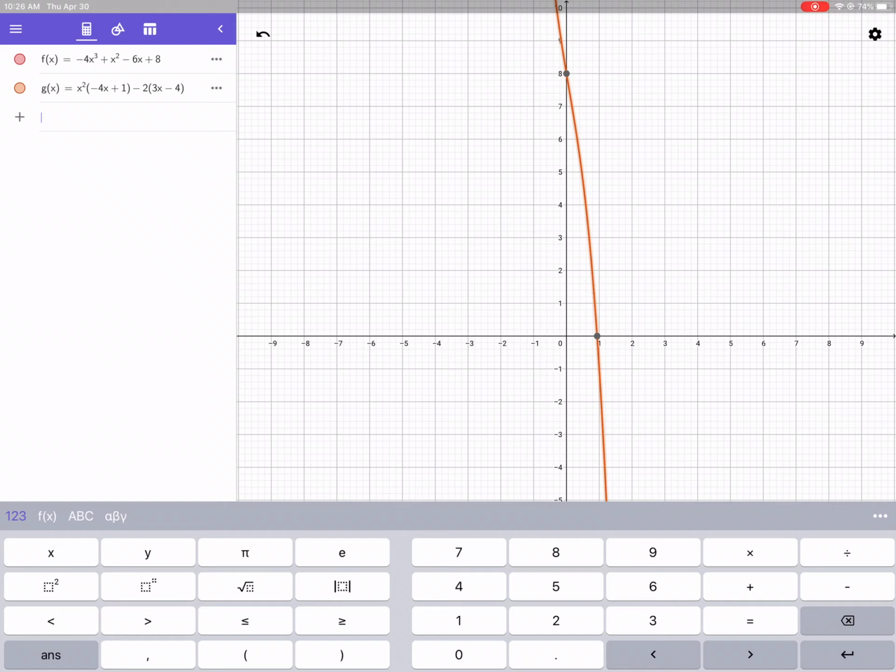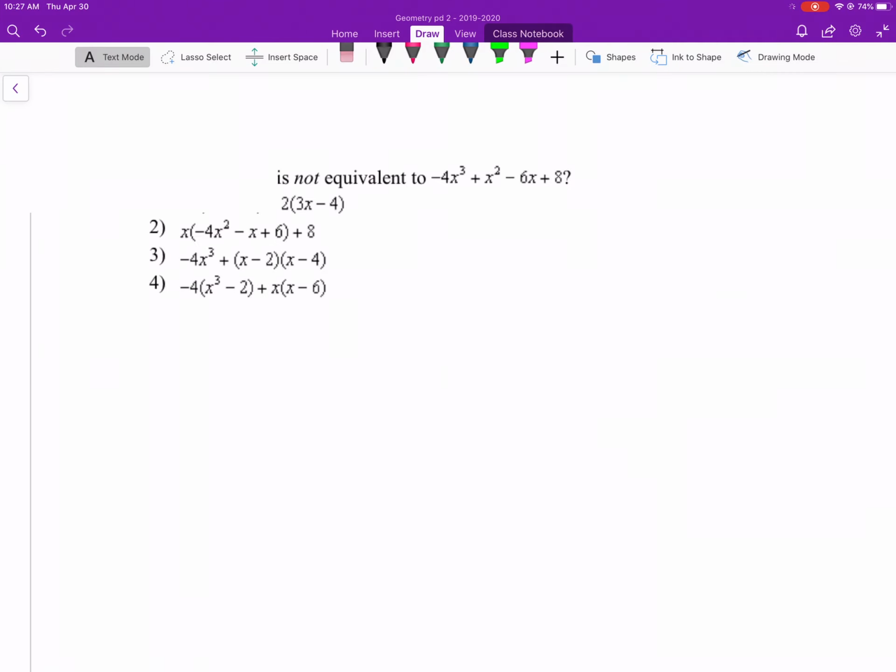All right, choice 2. x times negative 4x squared minus x plus 6, close parentheses, and then plus 8 on the end here. I'm just making sure I entered it correctly, and it is not the exact same. So it is choice 2. That's not equivalent. I encourage you, just for sake of time with the video, I'm not going to type in choices 3 and 4, but they end up being the exact same as the original. But choice 2 has a different graph. It's not equivalent. So I encourage you to use that.